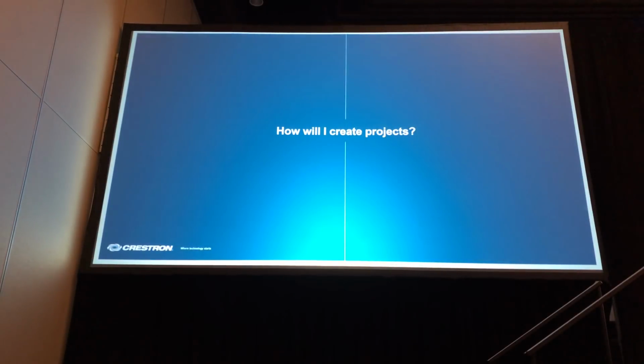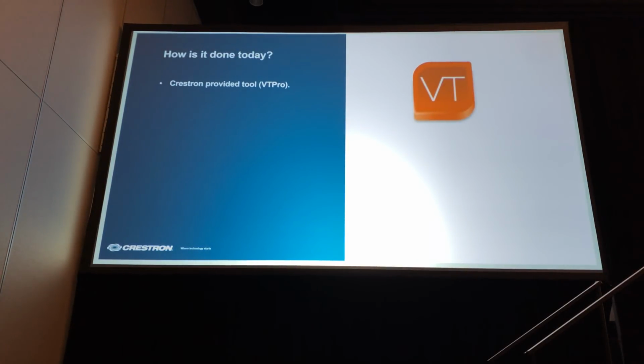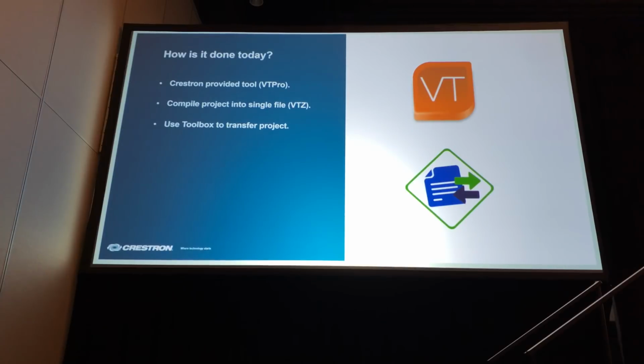All right, so how are you going to create projects? That's the big question that everybody's thinking right now. Aside from, crap, I got to learn HTML5 now. So today you have VT Pro, right? You can create a project in VT Pro. You compile it into a VTZ file, which if anybody's ever opened up a VTZ, that's just a zip file. There's no magic there. We just put our own extension on it. So it's just a collection of files. And then you use Toolbox to transfer that project to your touch panel.